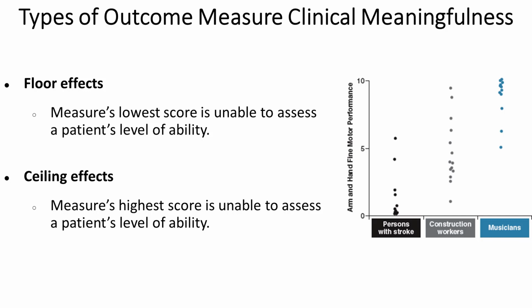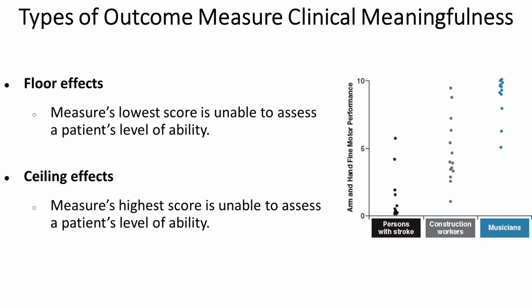You won't get a very accurate measurement. Now, if you move to the right, where you have construction workers, they're shown in gray dots. You can see this test works great for construction workers. The construction workers are all spread out between the numbers 0 and 10, meaning that they all were able to get some sort of measure using this outcome measure of their fine motor performance in their hands.